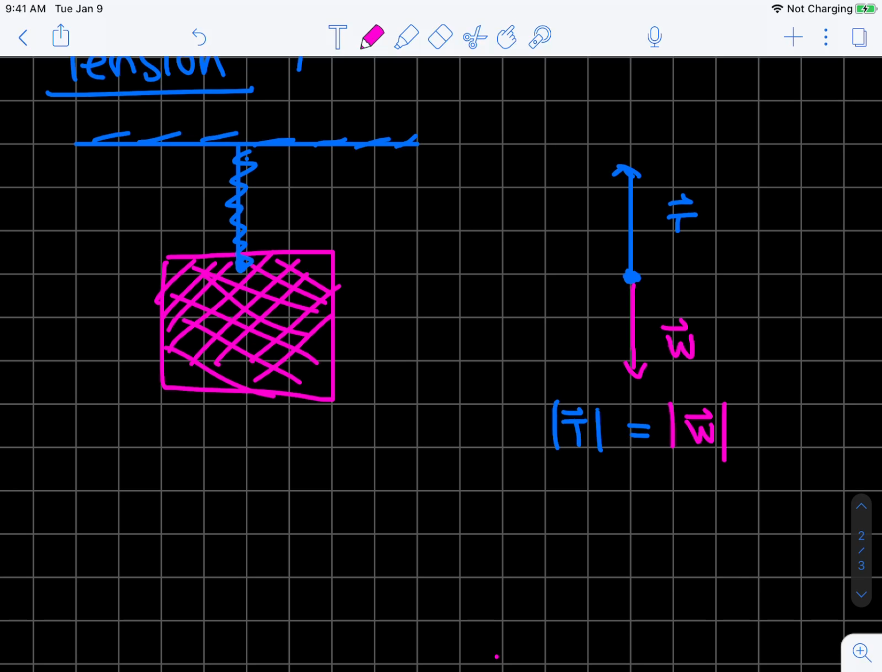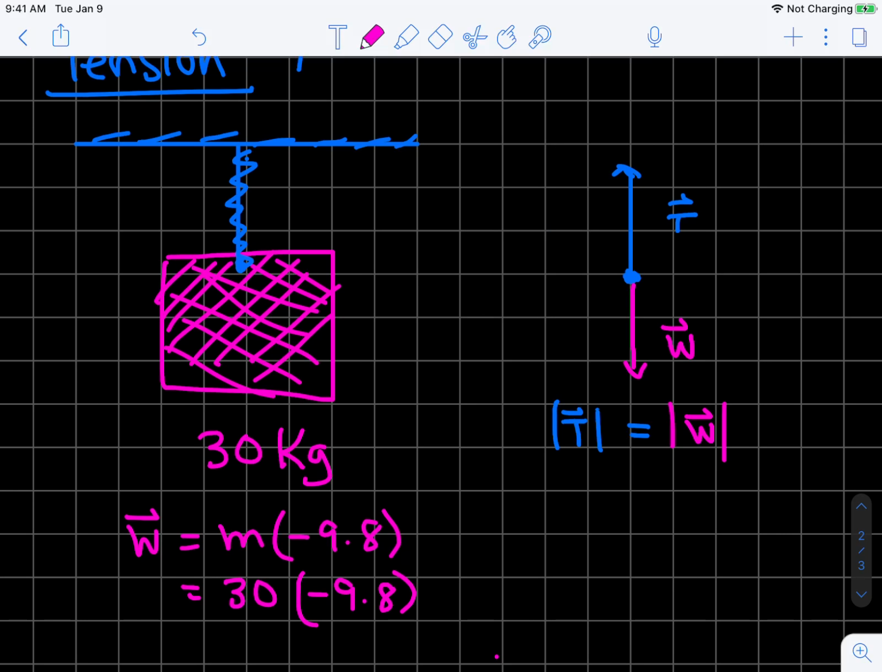Now let's add some numbers in. Let's say our speaker is 30 kilograms. All right, so what is the weight? Well, the weight is equal to the mass times negative 9.8 meters per second squared, because that's the acceleration due to gravity. We learned that first semester. So we have 30 times negative 9.8. So we get a weight force of negative 294 newtons.